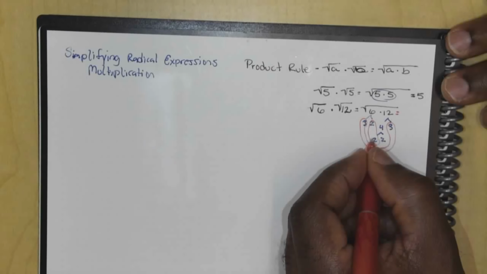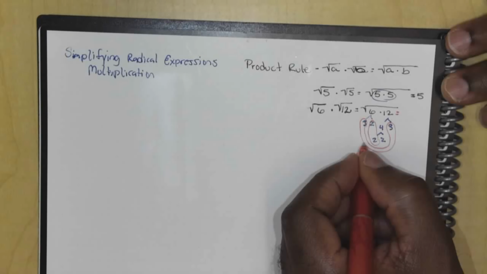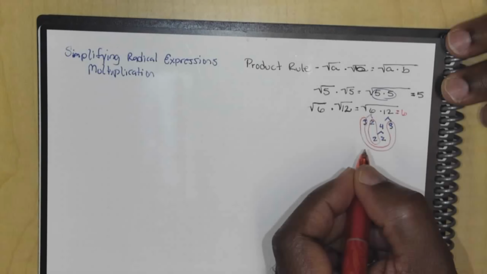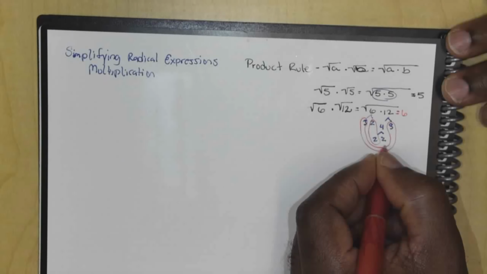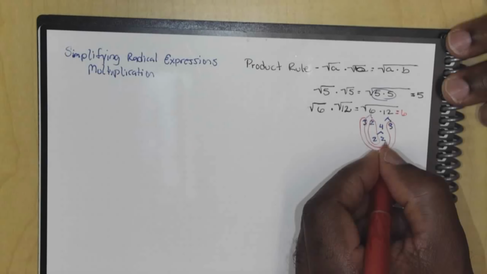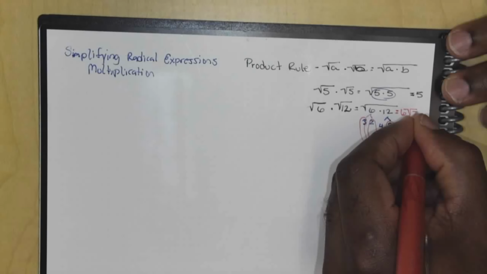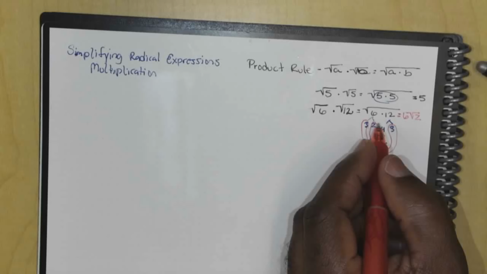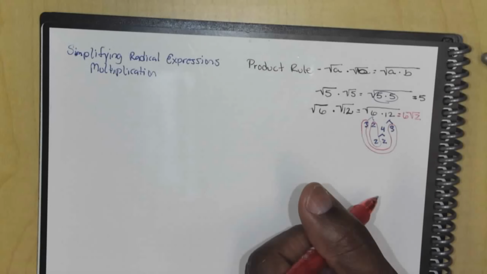If you pull out a 2 and a 3, what is that? 2 times 3 is 6. What's left over? Well, remember now, when you break down that 4, you can't use it. So square root of 2. That's it. So don't multiply the numbers. Go ahead and see if you can factor.